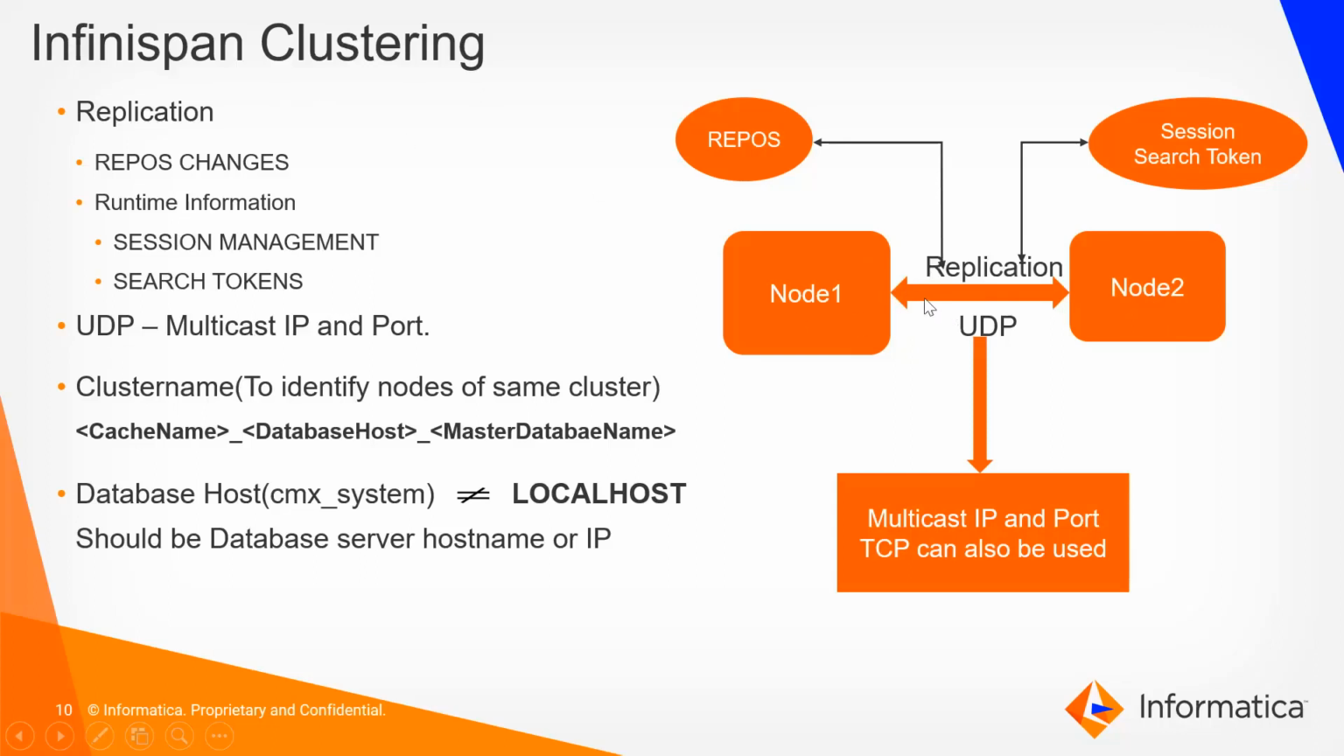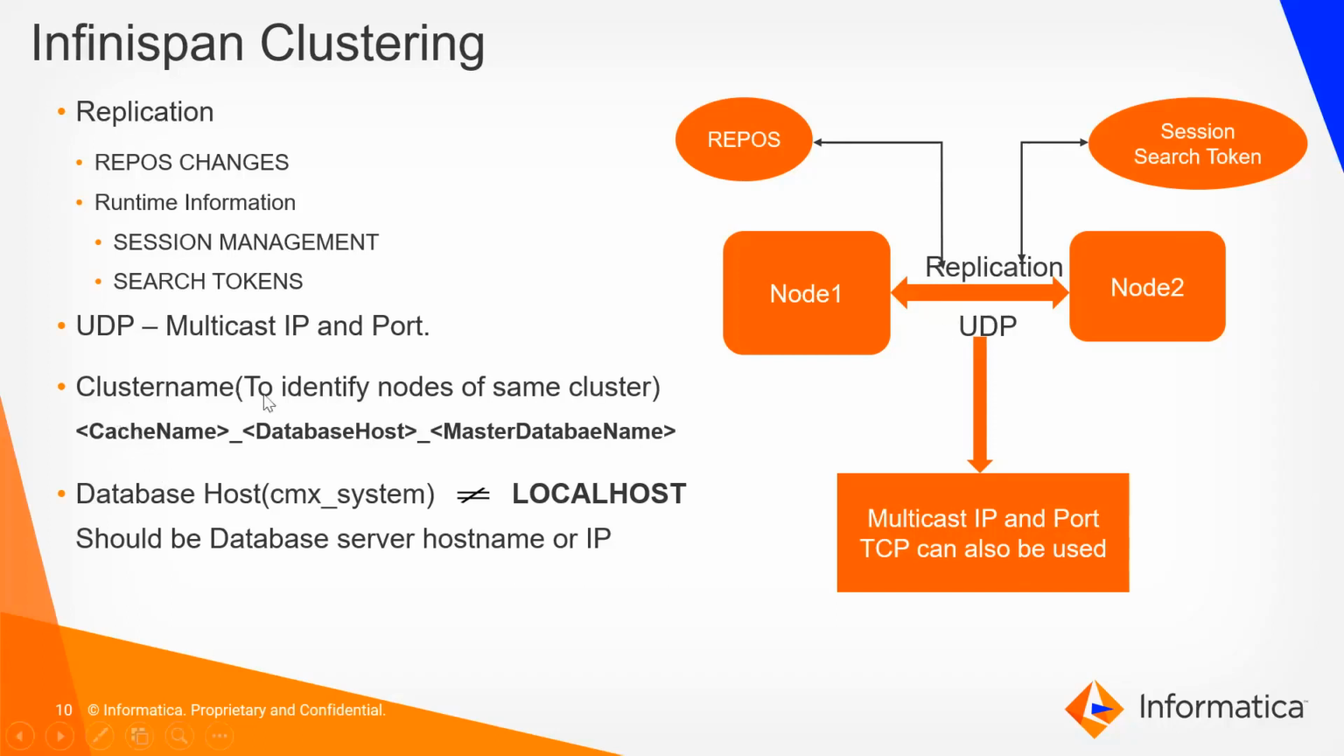So it does the replication across all the nodes which are in the same cluster, using by default the UDP protocol, which uses the multicast IP and multicast port to broadcast those changes to the other nodes which are part of the same cluster. Now the TCP protocol can also be used if UDP is not allowed, right? So those configurations are possible.